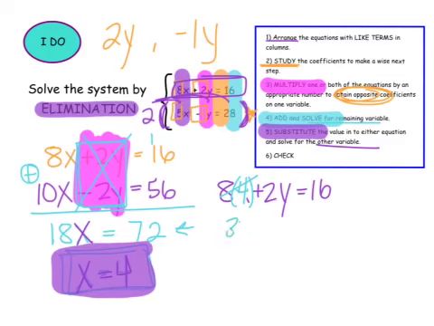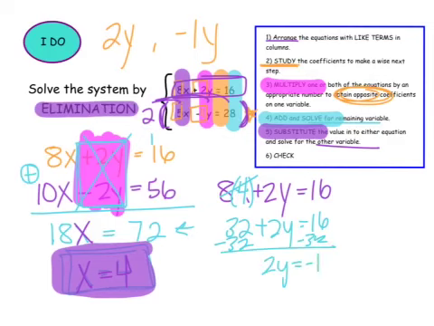8 times 4 is 32. 2y equals 16. Minus 32 on both sides. And 2y equals minus 16. Divide by 2. And y equals a -8. And so right there, we found our value for the y's. Y equals -8.